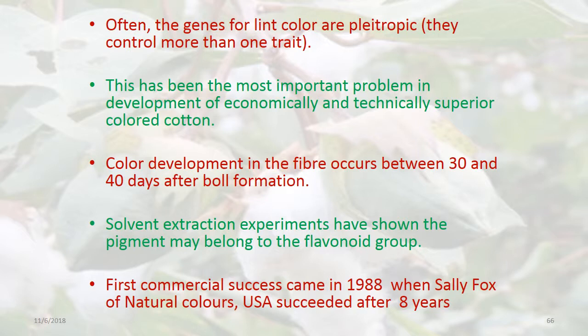Often, genes for lint color are pleiotropic. They control more than one trait. This has been the most important problem in development of economically and technically superior colored cotton. Color development in the fiber occurs between 30 and 40 days after boll formation. Solvent extraction experiments have shown that the pigment may belong to the flavonoid group. First commercial success came in 1988 when Sally Fox of Natural Colors USA succeeded after 8 years.